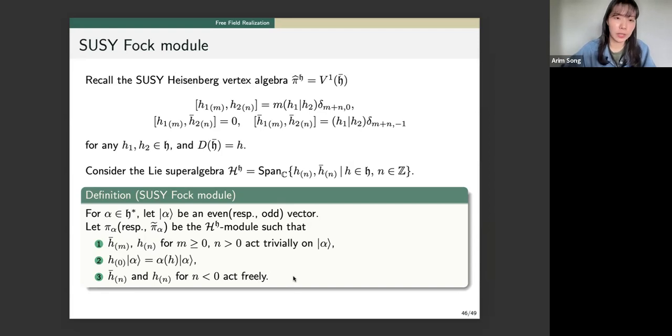So if you're familiar with non-supersymmetric Fock module theories, then this supersymmetric Fock module is just a tensor product of two Fock modules, one for Heisenberg and one for free fermion.